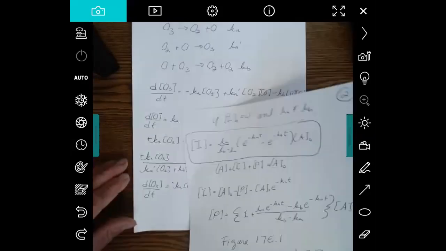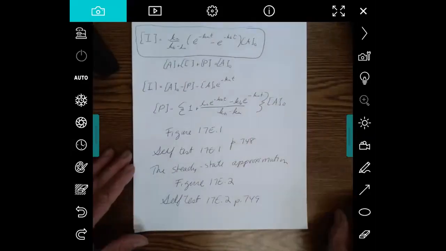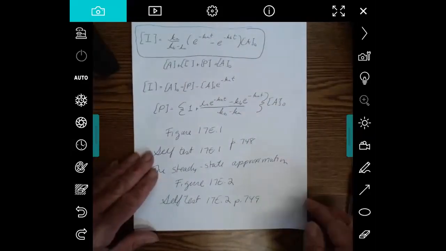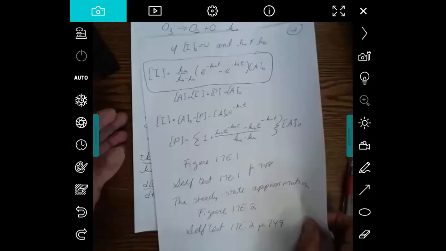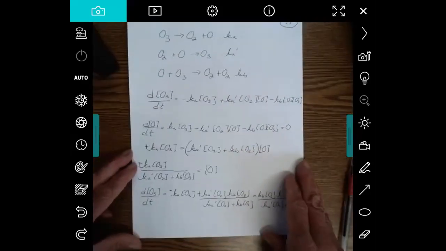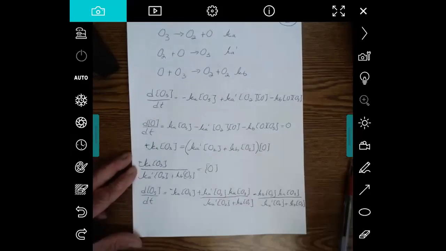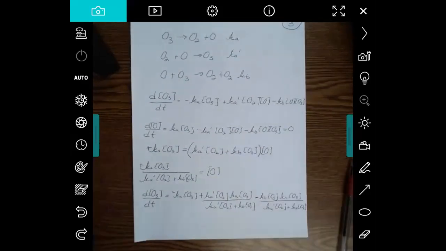So self-test 17E.2 on page 749 asks us to look at this mechanism for ozone in equilibrium with O2. And it tells you that the mechanism isn't complete, it's just part of it. But that means that if I add these up, I won't necessarily be able to see what the overall reaction is.